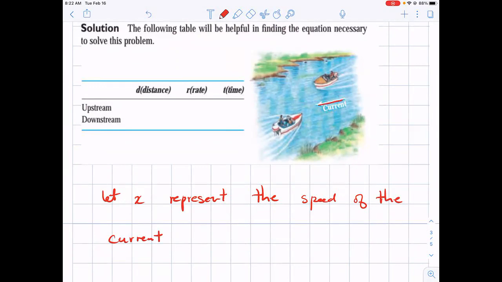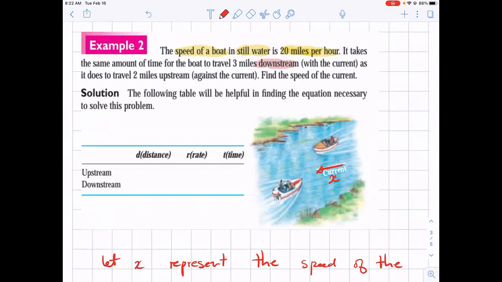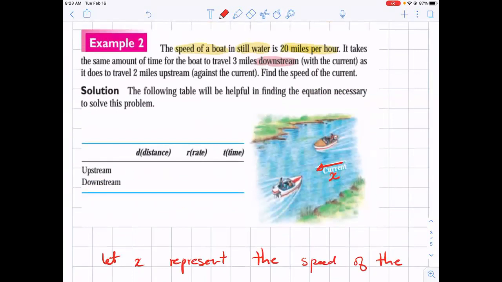Meaning here that x will be the speed at which the water is traveling. Okay, that's our x. But the speed of the boat. So if we go back here, the speed of the boat is 20 miles per hour. So then we have the speed of the boat in still water is 20 miles per hour.